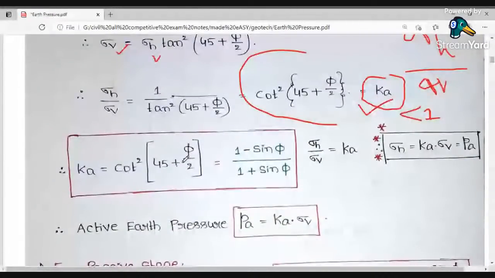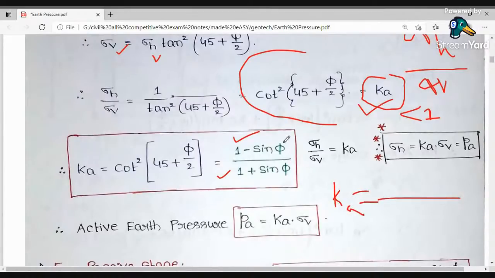In case of cot square (45 degree plus phi by 2), if you simplify it using trigonometry, then you can get (1 minus sine phi) divided by (1 plus sine phi). This is an important formula. Many times APSC gives some internal angles like the phi values, and they ask us to calculate the value of coefficient of active earth pressure. Then we'll simply use the formula (1 minus sine phi) by (1 plus sine phi), right? So it is a simple formula.